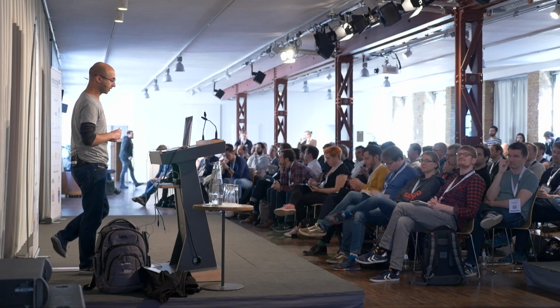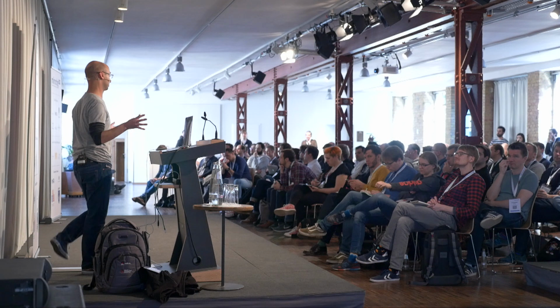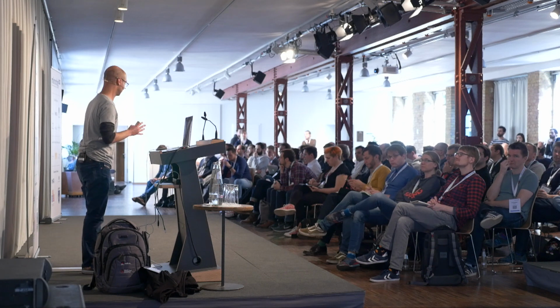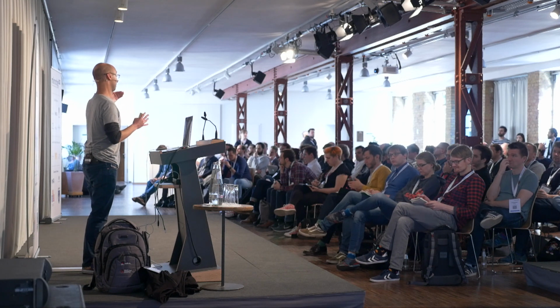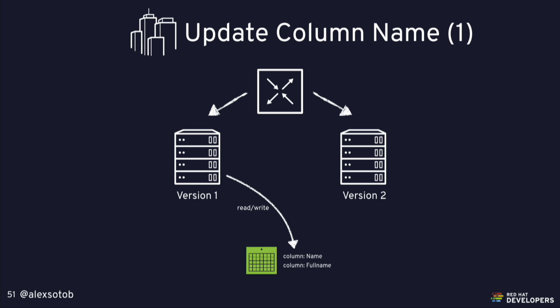So the way of working is doing 3 versions. So you need to do 3 steps before you can say that you have succeeded and completed the rename of the column. Again, you have the version v1. The version v1 just reads and writes to a column called name.